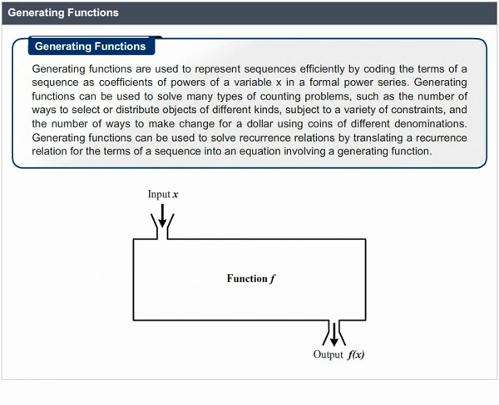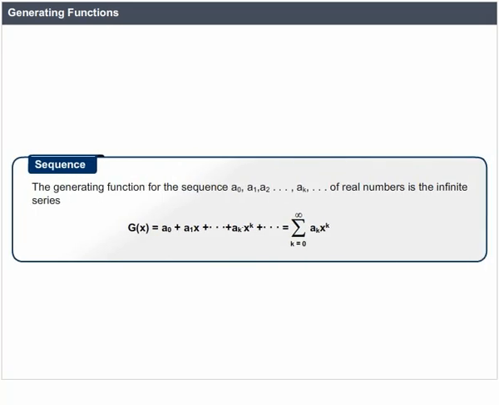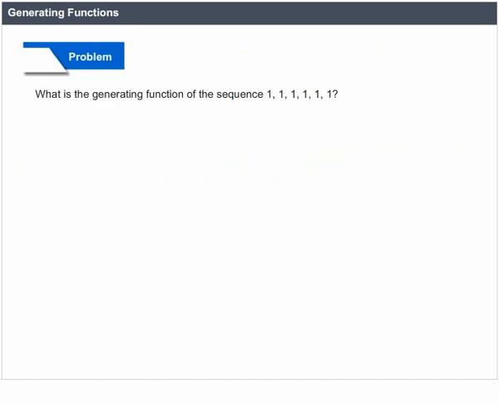The generating function for the sequence a0, a1, a2, etc., ak, etc. of real numbers is the infinite series g(x) = a0 + a1x + etc. + ak x^k + etc., equal to the summation k = 0 to infinity of ak x^k. What is the generating function of the sequence 1, 1, 1, 1, 1, 1?